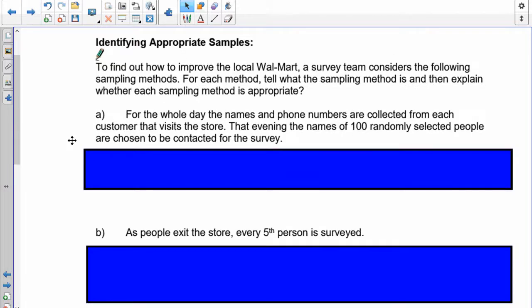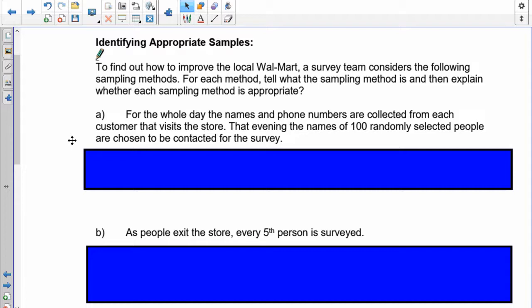Okay, let's look at identifying appropriate samples. To find out how to improve the local Walmart, a survey team considers the following sample methods. For each method that they consider, I want you to tell me what sampling method is being used, and then explain whether the sampling method that they're using is actually appropriate.